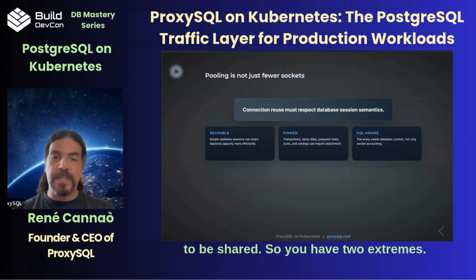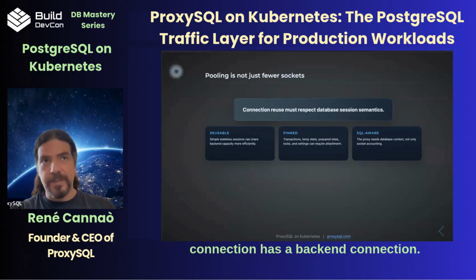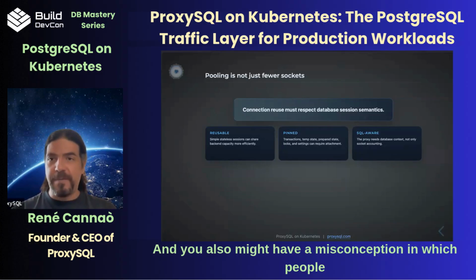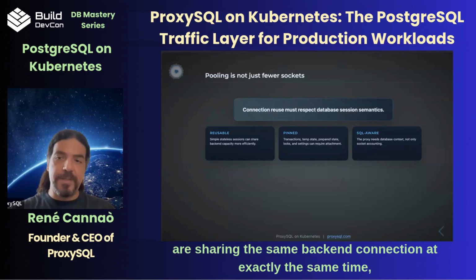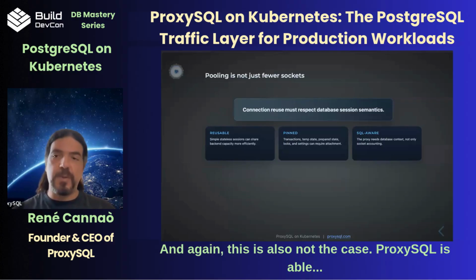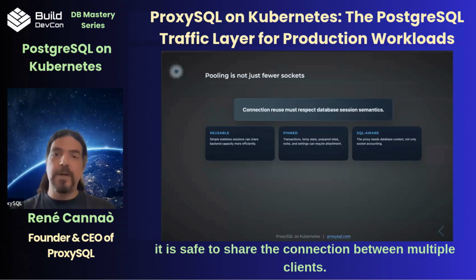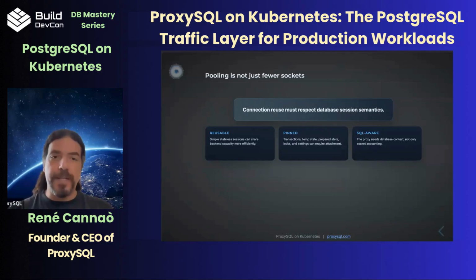So you have two extremes. In one, each client connection has its own backend connection. This is absolutely wrong. It should never happen. In the other, people believe that multiple clients are sharing the same backend connection at exactly the same time, and that it is cross-contaminated. Again, this is also not the case. ProxySQL is able to track the status of the backend connection and identify when it is safe to share the connection between multiple clients. And of course, it has a lot of logic on how to reset the connection when needed.